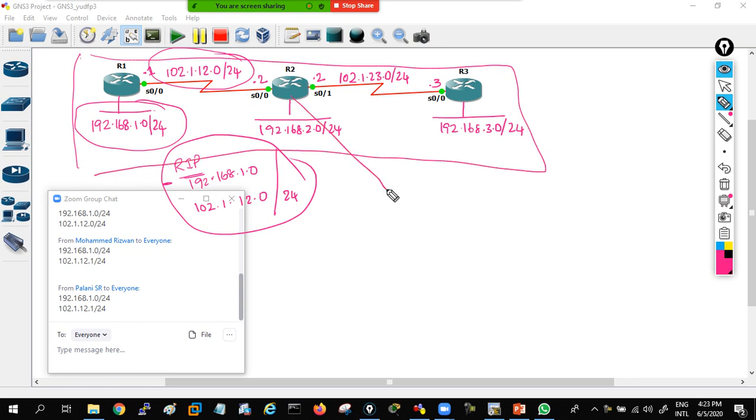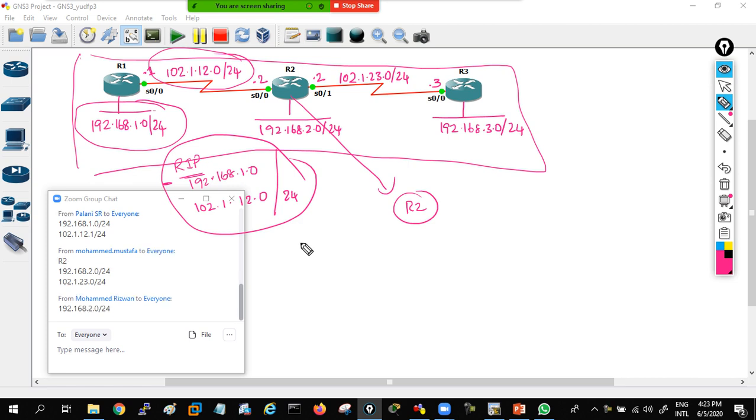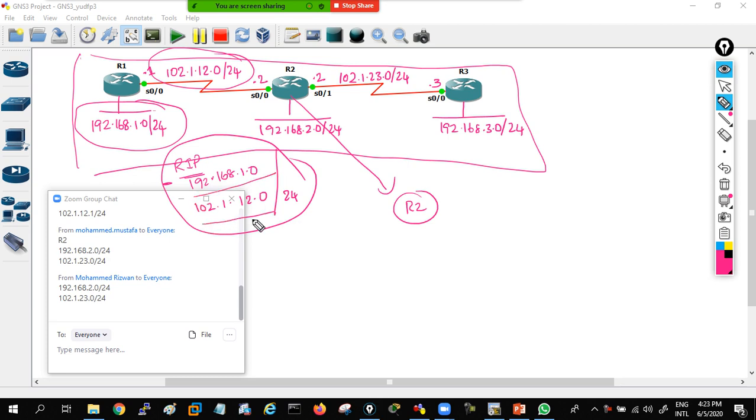Let's go to router 2. In router 2, what are the known networks there? As per router 1, it was 192.168.1 and 102.1.12, right? You went to the RIP protocol and said that my networks are 192.168.1 and 102.1.12. After that you went to router 2 and inside router 2 you are planning to configure the RIP protocol. Why?